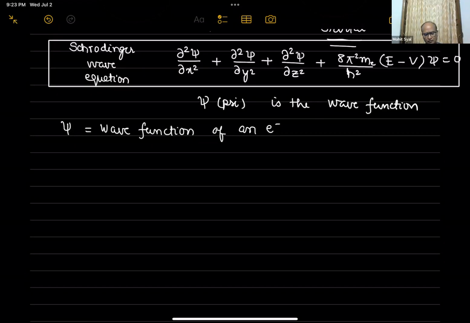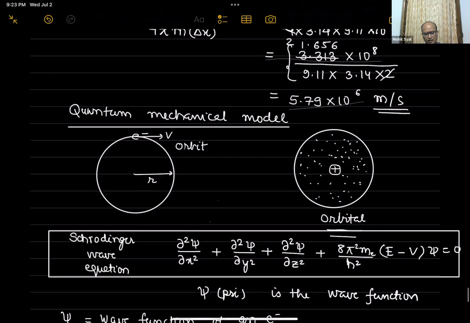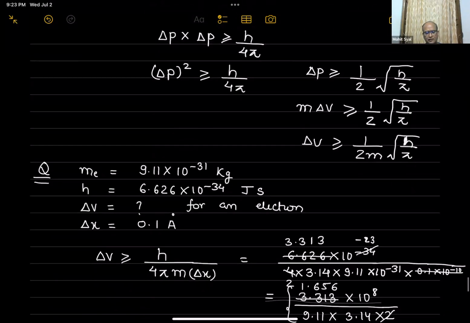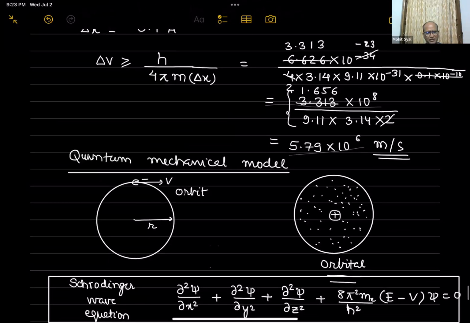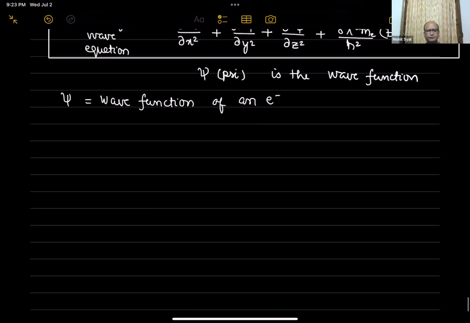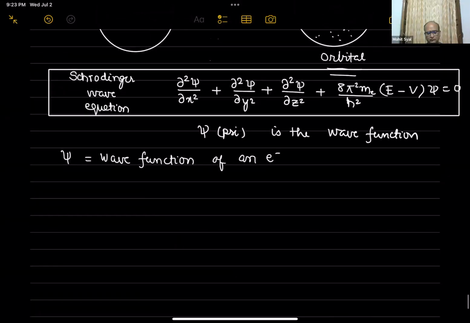And I have also already started including some NEET questions. This is the NEET question which we took, right? This one. So we will have some similar NEET questions also in our daily class. Got it? Okay. So, the wave function of an electron.